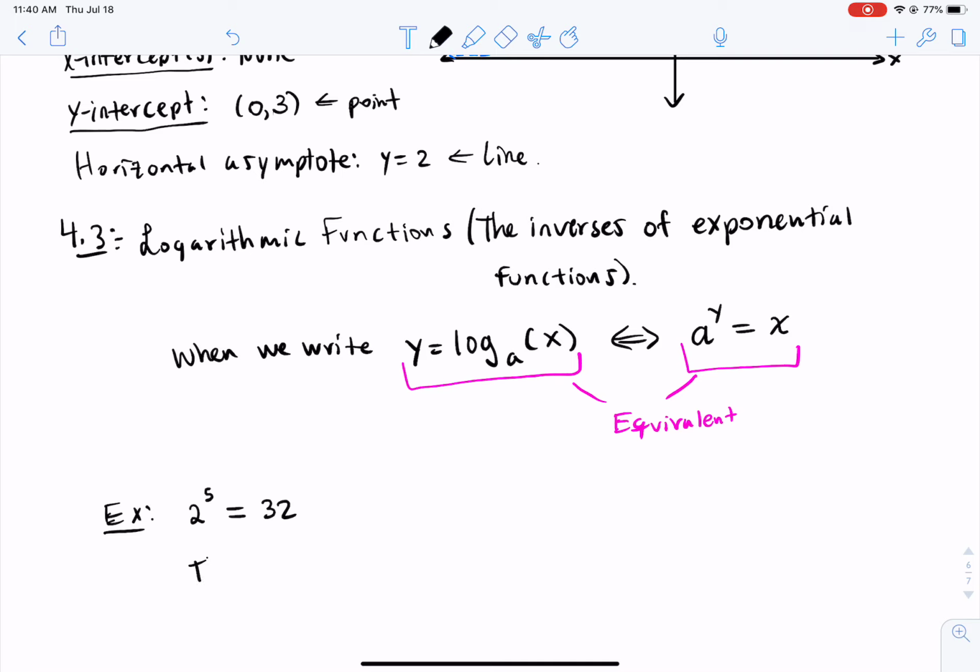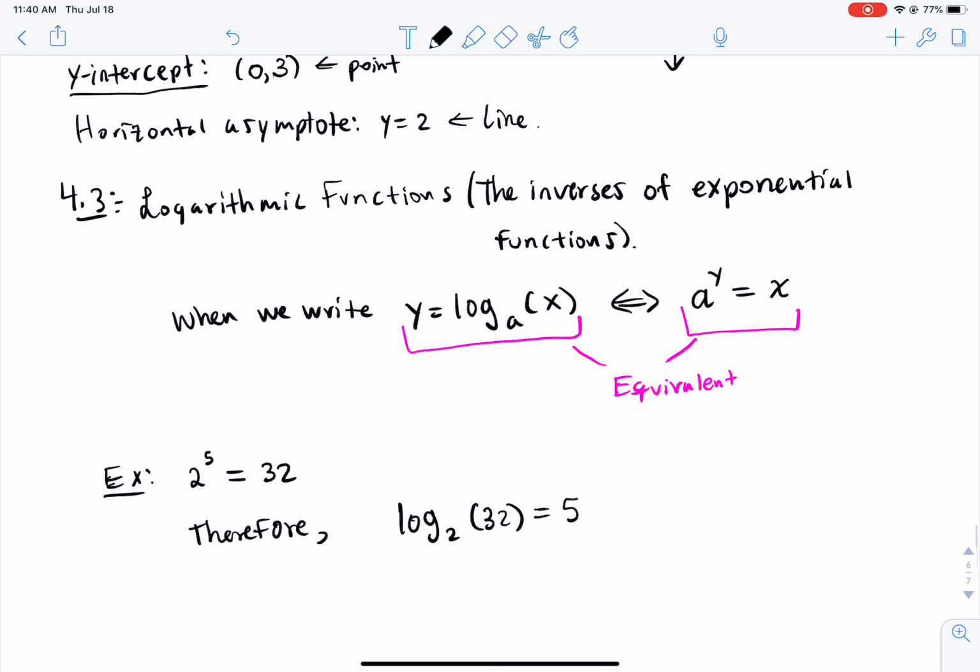Yeah. Therefore, we're going to say, and how is this going to be? The base for this is 2. Yeah. Log base 2 of 32 equals 5. So these are equivalent, right?